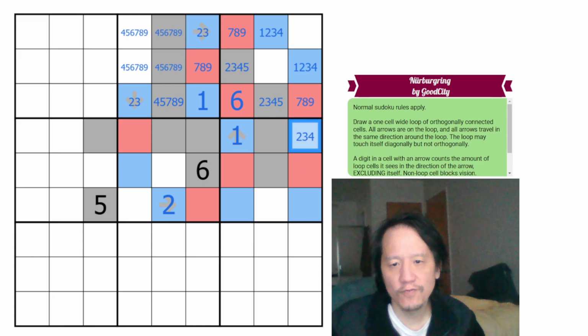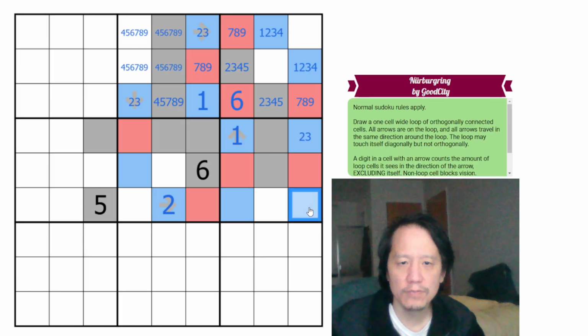But this can't be 4. We have a problem here, I think. Oh, no, this is fine. Right. Therefore, these can't touch each other. Therefore, this must go down here. It could go here. These two are not allowed to be on the loop because that would touch itself orthogonally.